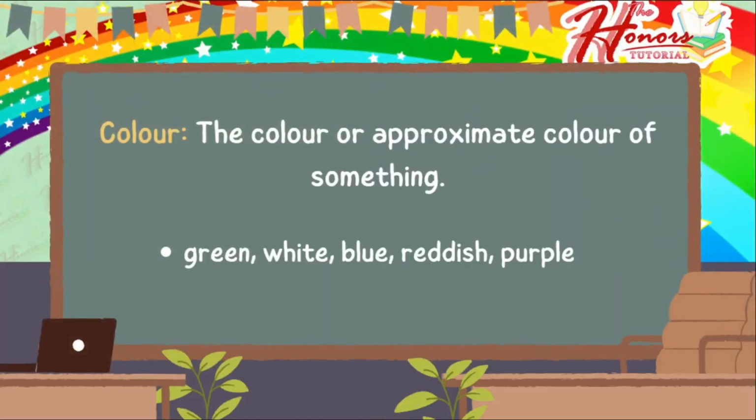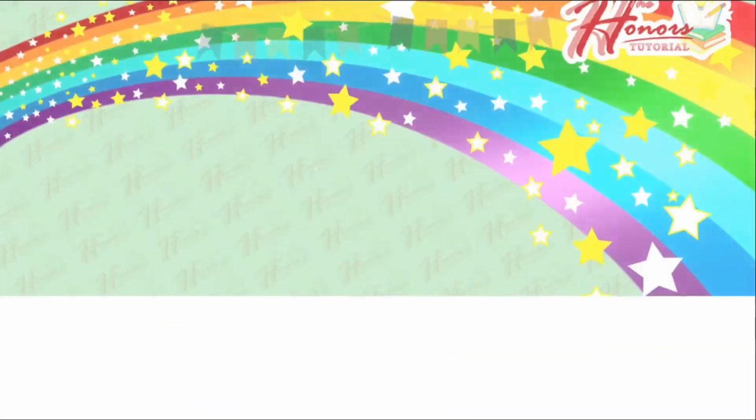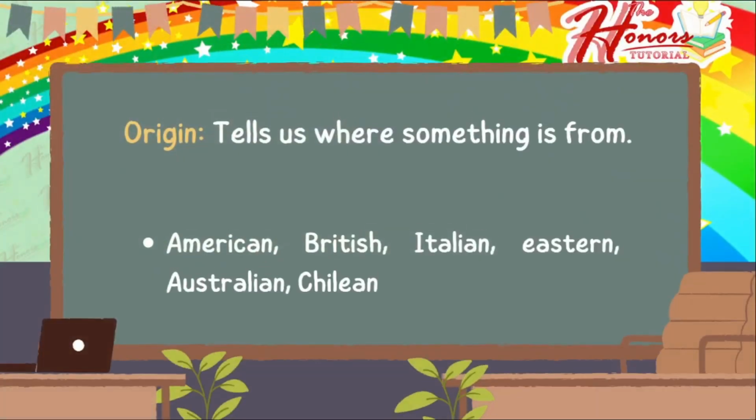So now let's move on to the next adjective, the adjective of color. So the color or approximate color of something. Like for example, any color, green, white, blue, reddish, purple, and so on. Can you give me another example of an adjective color? Very good.